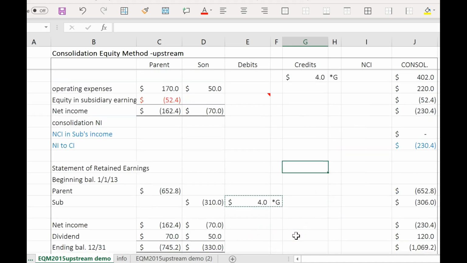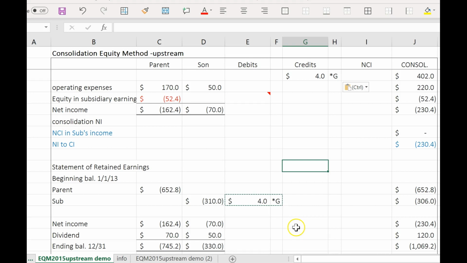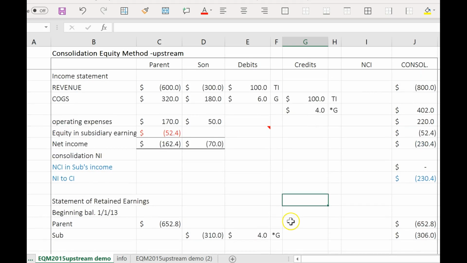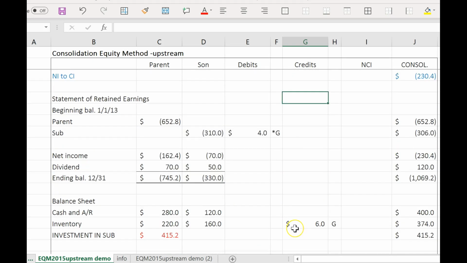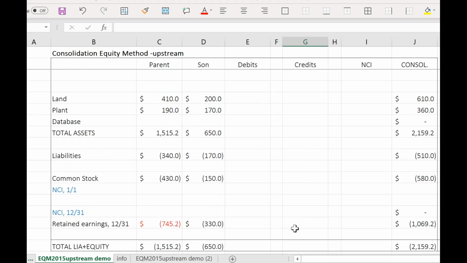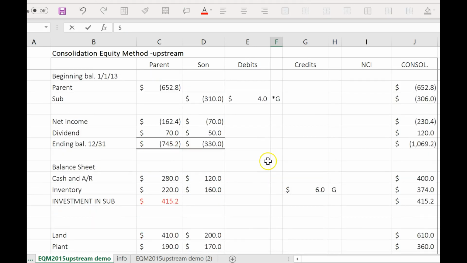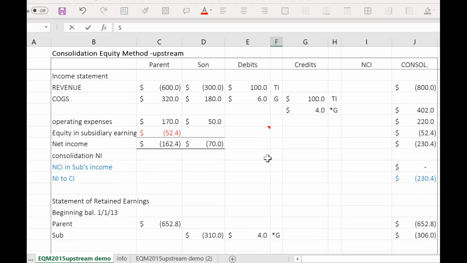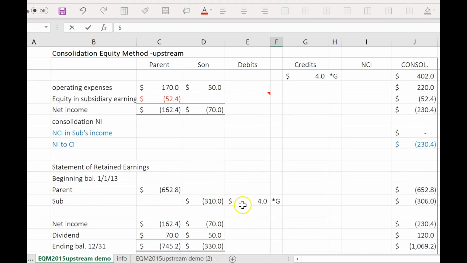After I did TI, G and G star, I'm going to go with the S, A, I, D, E entries and the NCI column. So let me start with the S entry. S entry, remember, is stockholders' equity, so now you should be really familiar with it. It would be the subsidiary's common stock. That is my S entry. And also there would be the retained earnings 1/1 of the subsidiary.